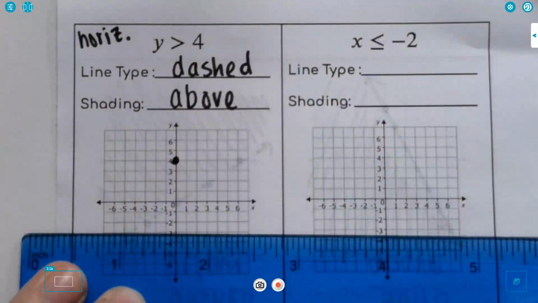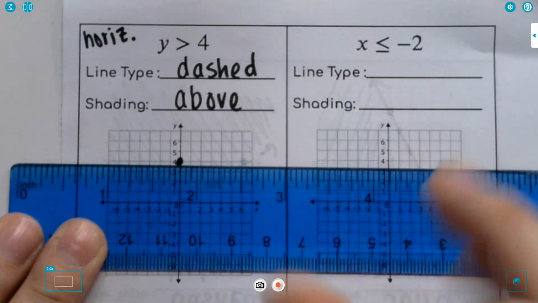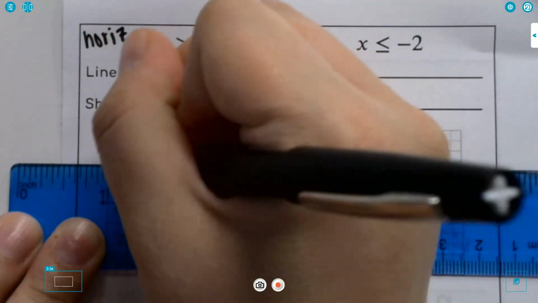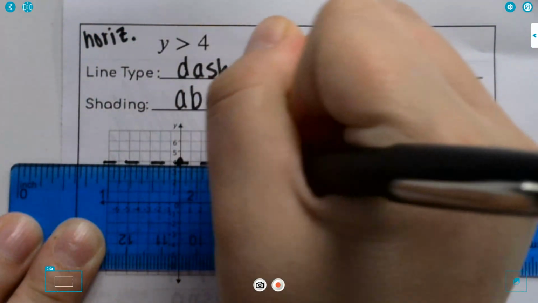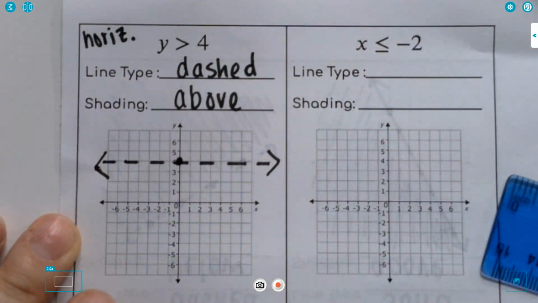So here's 4 there. So that's on our y-axis is where we start that. We'll do a dashed line. And then we can shade everything above that.